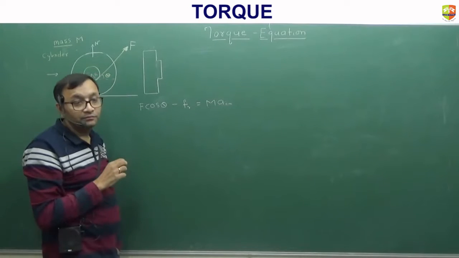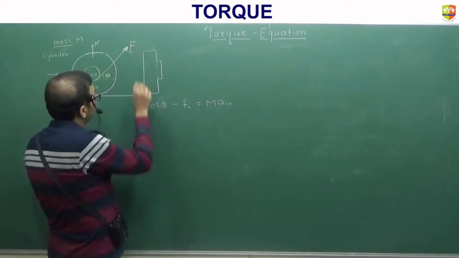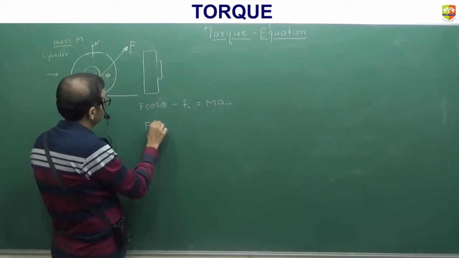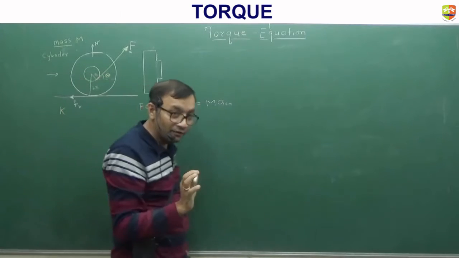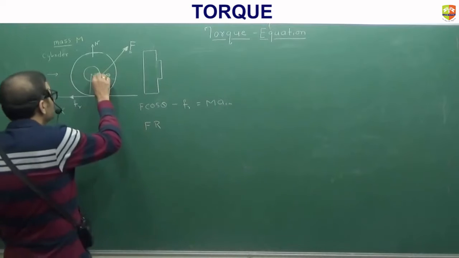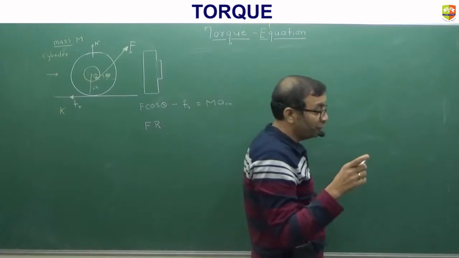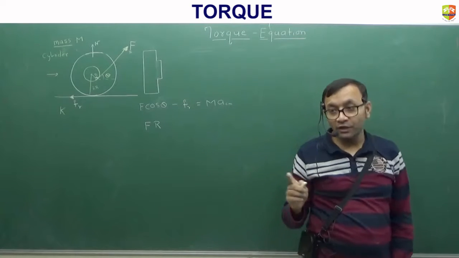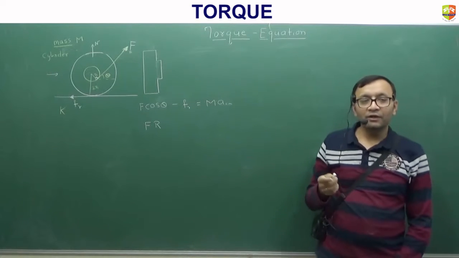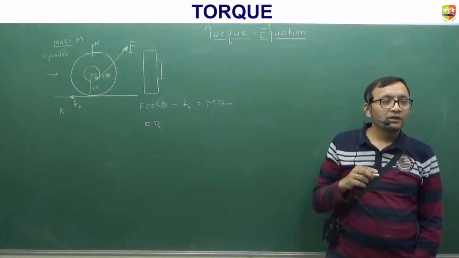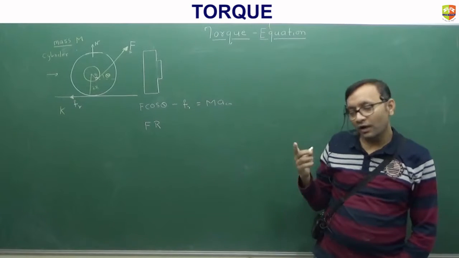Torque equation is what? Torque due to F is what? F into R. Simply F into R, because the entire force is perpendicular to this distance. Right? To find the component of force, you have to use F cos theta. But in order to find torque, you have to write force into R.